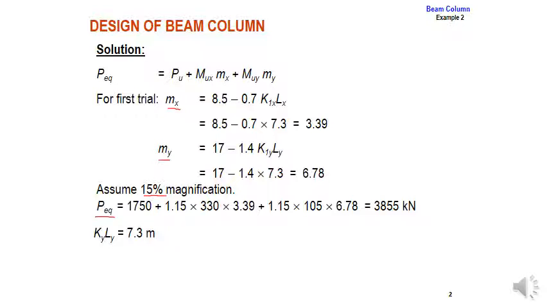So P equivalent will be PU plus 15% magnification with the moments. It will be 330 into 3.39, and that is the M value in x direction. And the moment in y direction is 105, and the MY will be 6.78. This is again the 15% magnification. Finally, you are getting 3855 kilonewtons. Your KY LY is 7.3 meters. So keeping these two factors in your mind, you can have the trial.